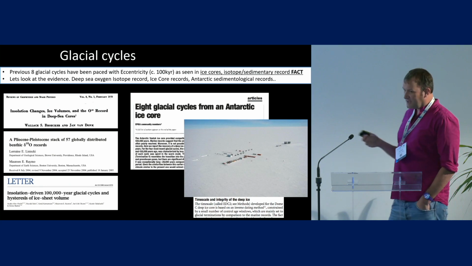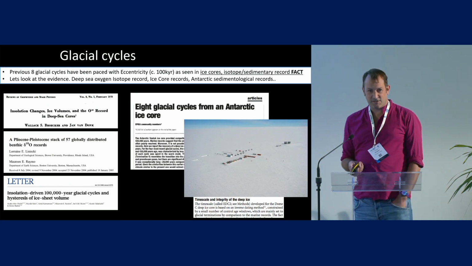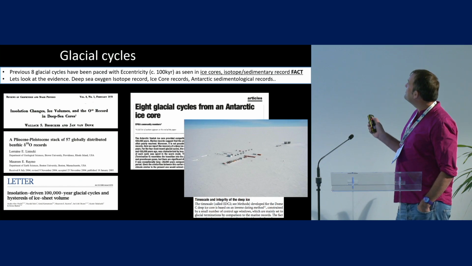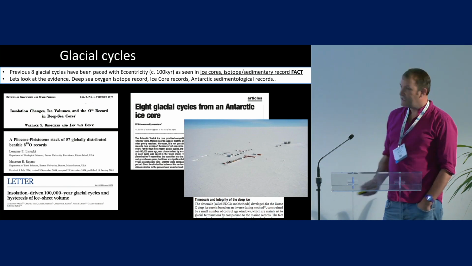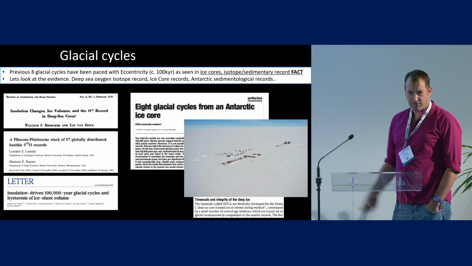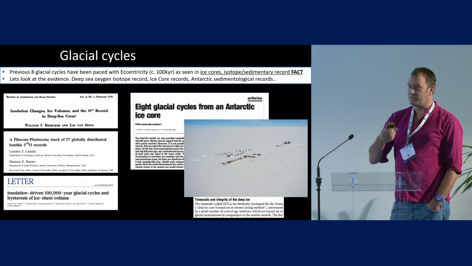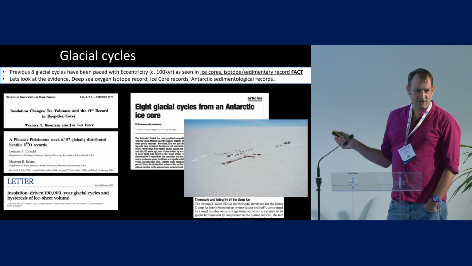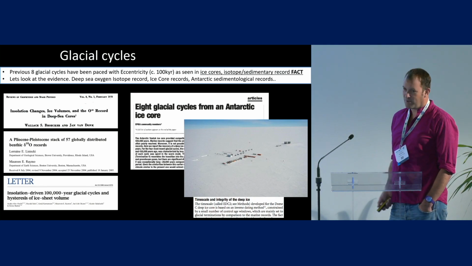So let's look at the evidence, right? So the last 8 glacial cycles have been paced with eccentricity, fact, and that's from ice cores, isotope, sedimentary records. This is what I was taught. And you look at some of these early publications from the 70s, well before I was born and before, I'm going to say half the room was born here, at a guess. So it's quite a challenge to look at this publication record and say, yeah, I'm probably wrong with this record here.